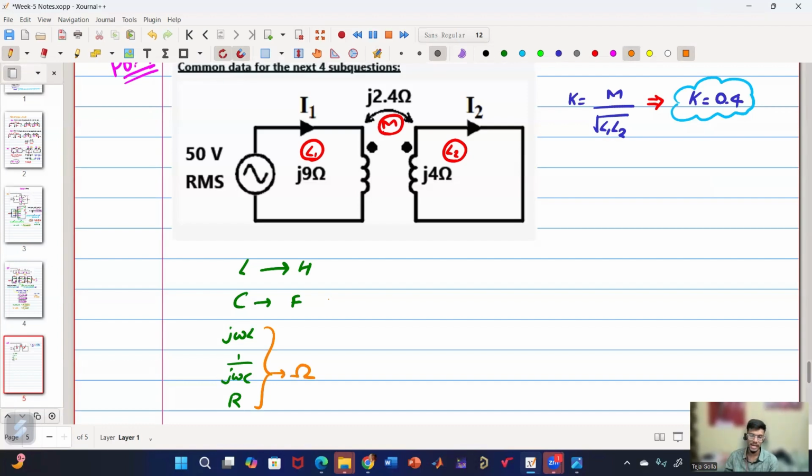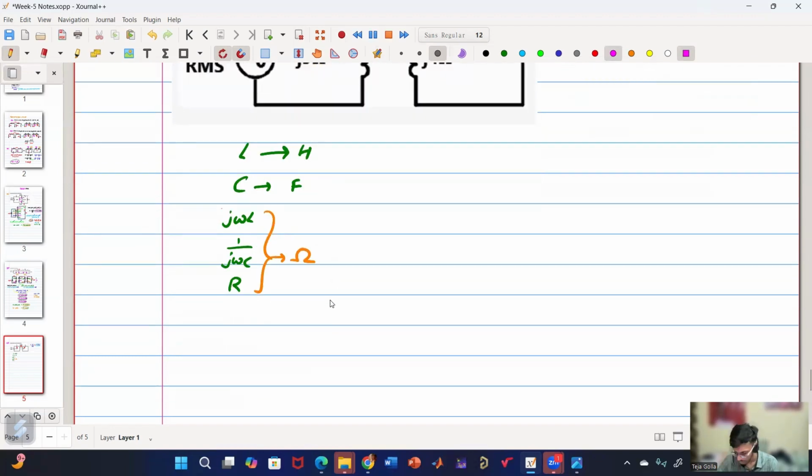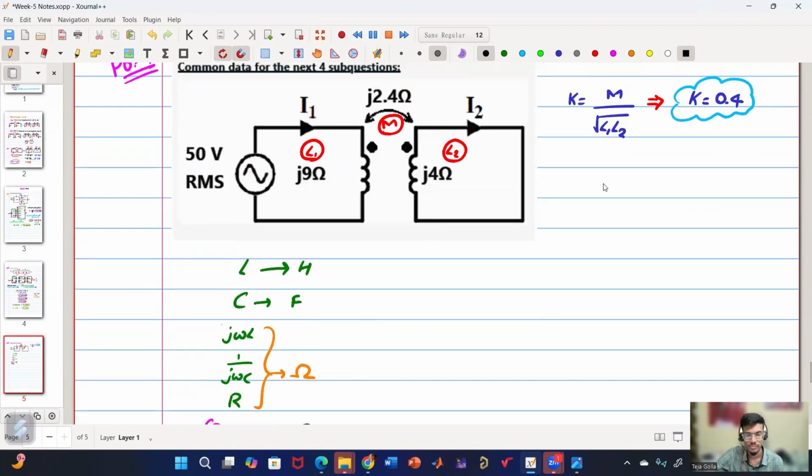Because j omega L is radians per second into Henry, that is also ohm. So basically this is nothing but impedance or reactance. These will be reactance and resistance, or you can generalize it as R plus jX. It is an impedance, right? So the unit of impedance will always be ohm. So if it is in ohm, it means omega is included. Clear now?